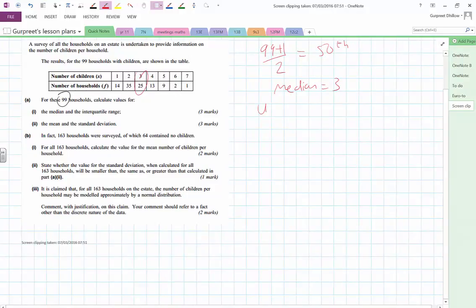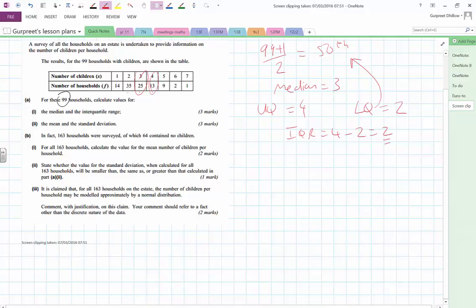For the interquartile range, we need the upper quartile and the lower quartile. The way I always think about it is the lower quartile is the median of the first half. You could do this by estimate because it's grouped. So it's about the 25th, so that's clearly going to be 2. The upper quartile is going to be the 75th. Well, 14 add 35 add 25, that's 74. So the 75th or the 75.5, either way, it's going to be 4. So the interquartile range is going to be 4 subtract 2, which is 2.